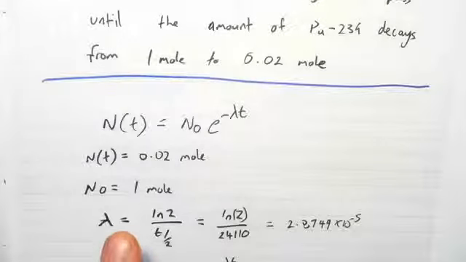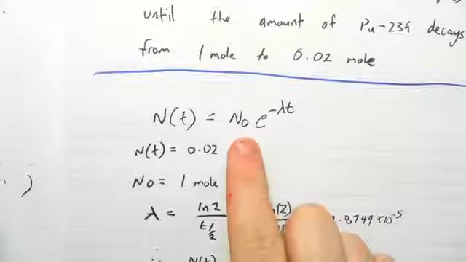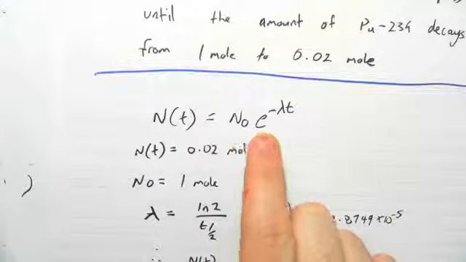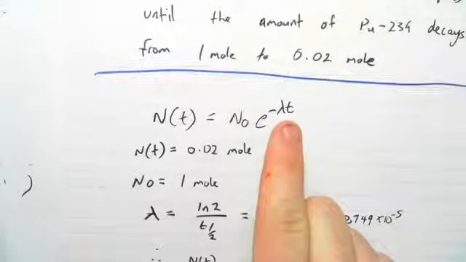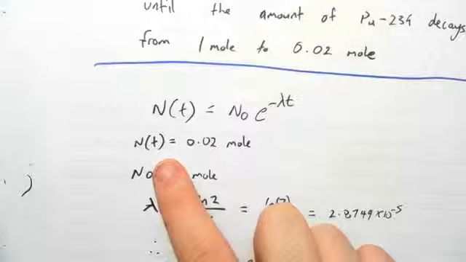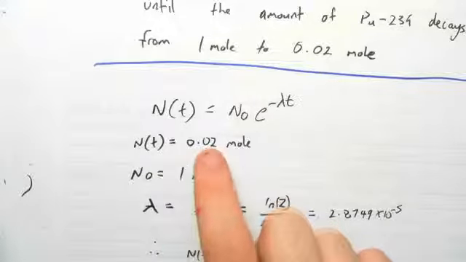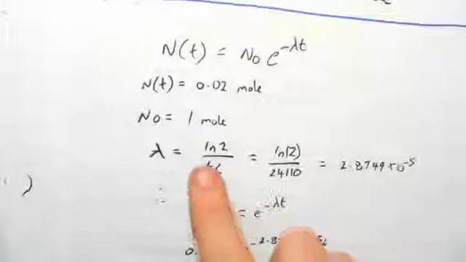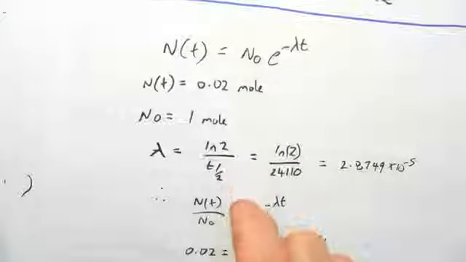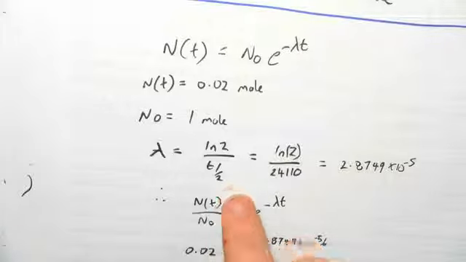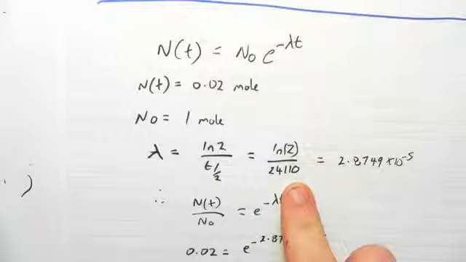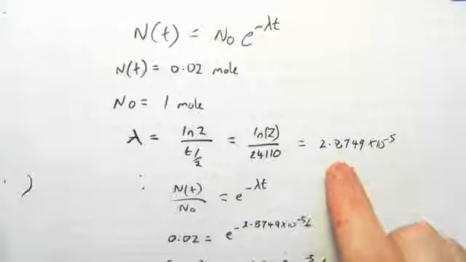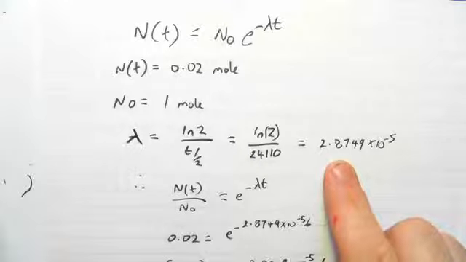So that's using our N(t) equals the amount of stuff at time t is equal to the amount of stuff initially times e to the negative decay constant times t. So we know that the amount of stuff we want at time t is going to be 0.02 moles. The amount of stuff to start with was 1 mole, and our decay constant is the natural logarithm of 2 divided by the half-life. The half-life is 24,110 years, so the natural logarithm of 2 divided by that is 2.8749 times 10 to the minus 5.